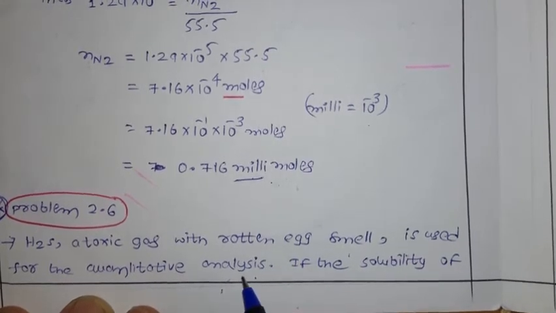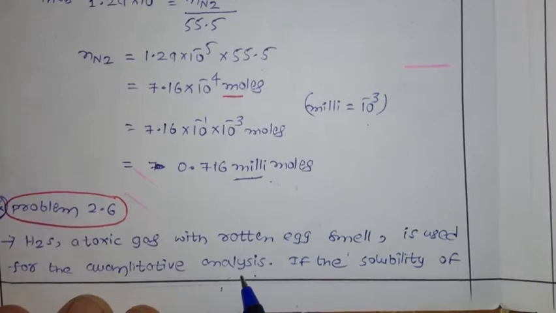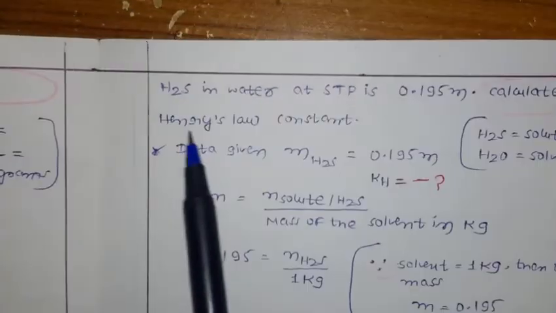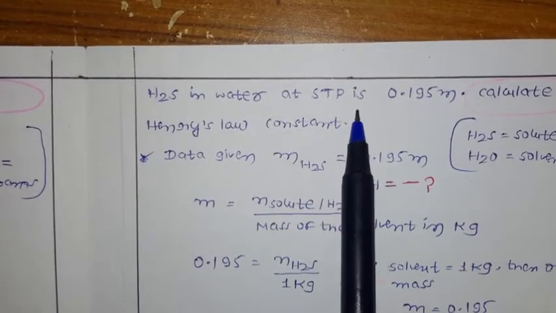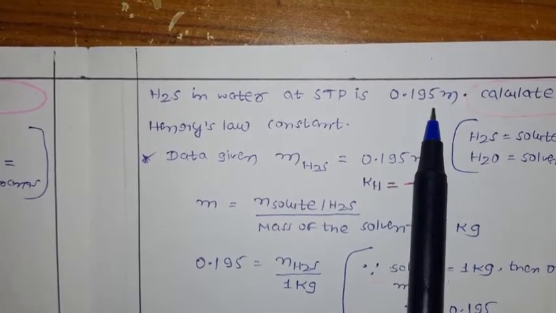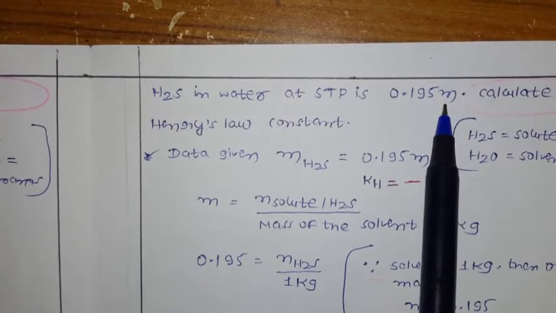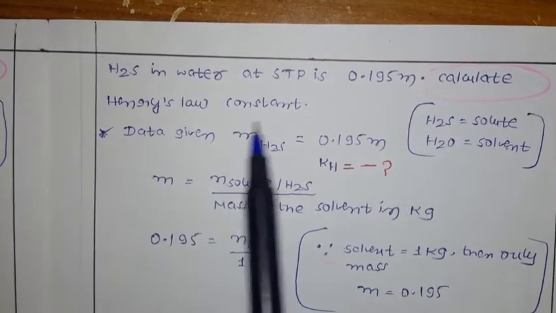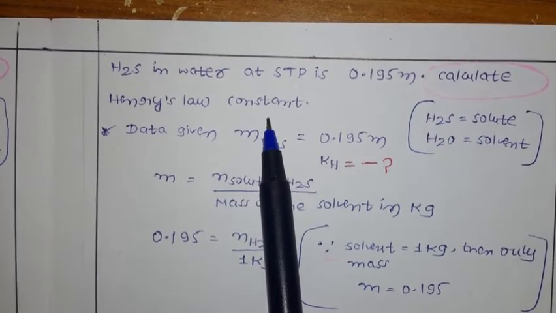Qualitative analysis. Okay, we have qualitative, not the quantitative. So here, what they are asking: if the solubility of hydrogen sulfide in water at STP is 0.195 m, here m means what? Molal. Okay, molality they have given. Calculate the Henry's law constant. So this is also a problem based on what? Henry's law.